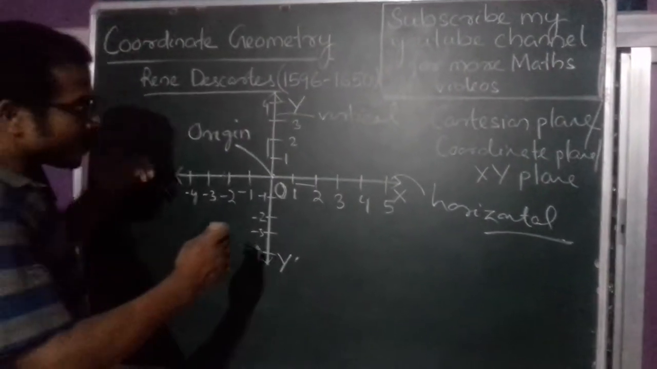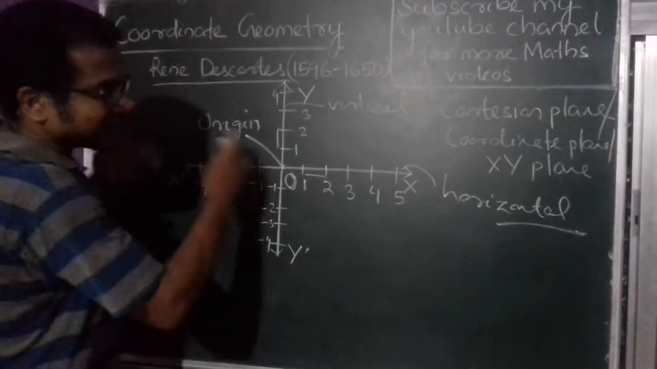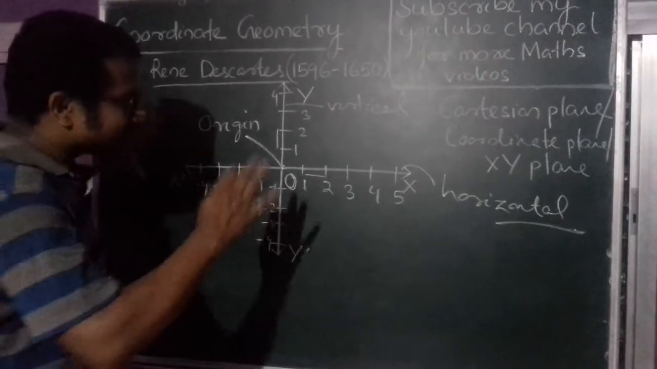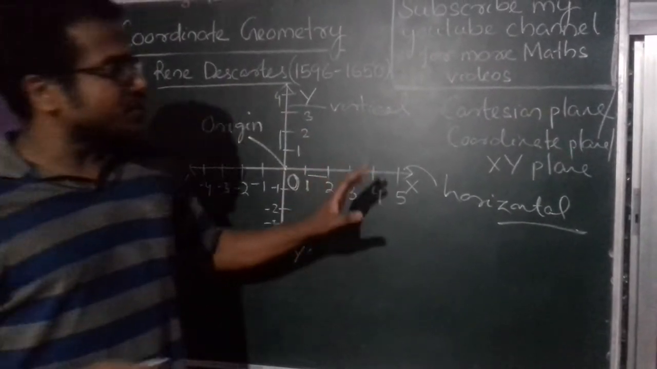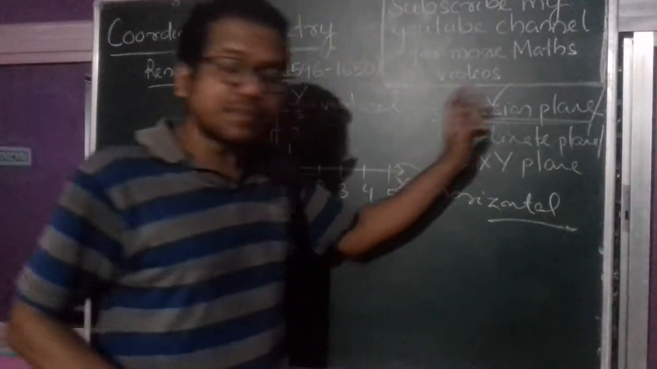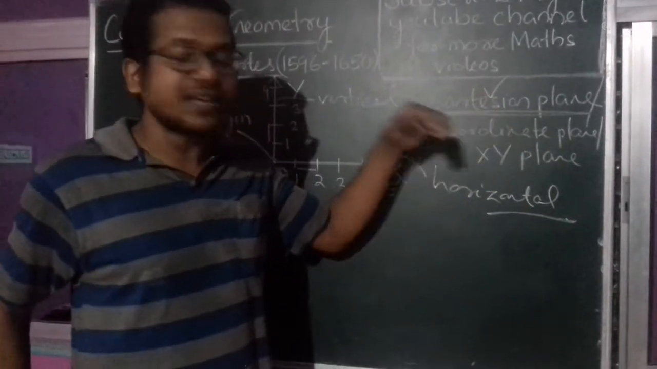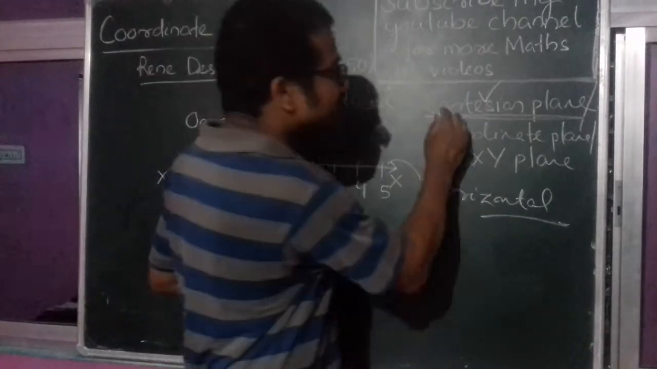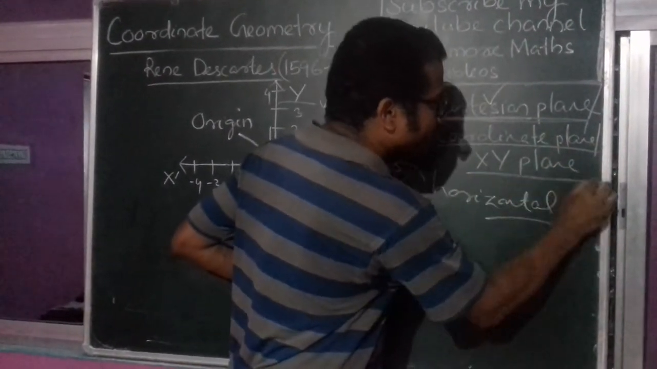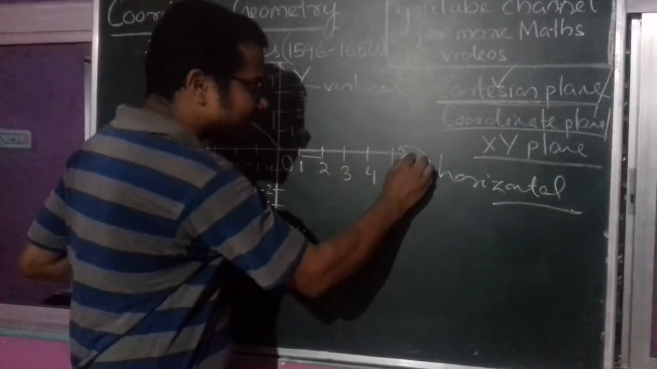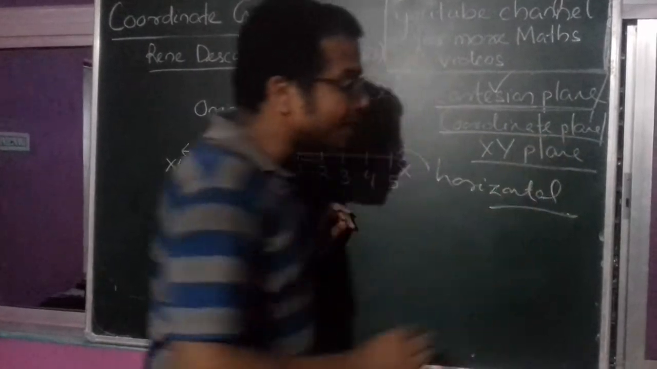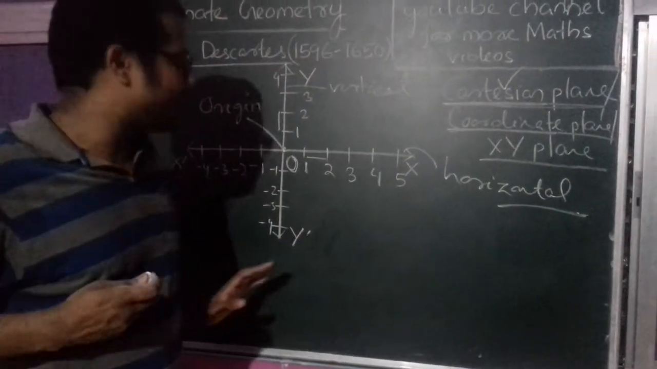When these two axes, the x-axis and the y-axis, meet on a plane, that plane is known as the Cartesian plane. And do you know why it is called the Cartesian plane? To honor the great mathematician René Descartes, in his name it is known as the Cartesian plane, or coordinate plane, or xy plane. Since it is the x-axis and y-axis, it is the xy plane. Since it is a study of coordinate geometry, that's why it is the coordinate plane.